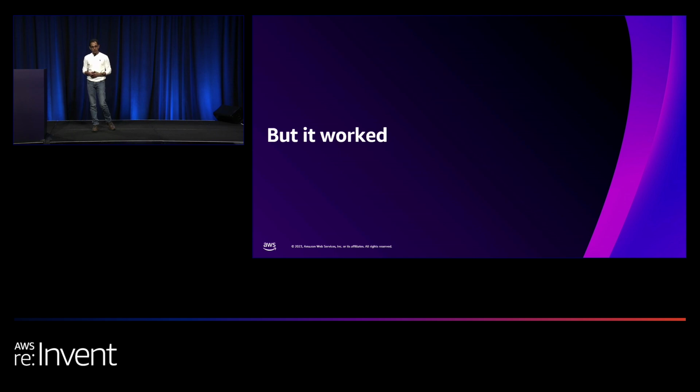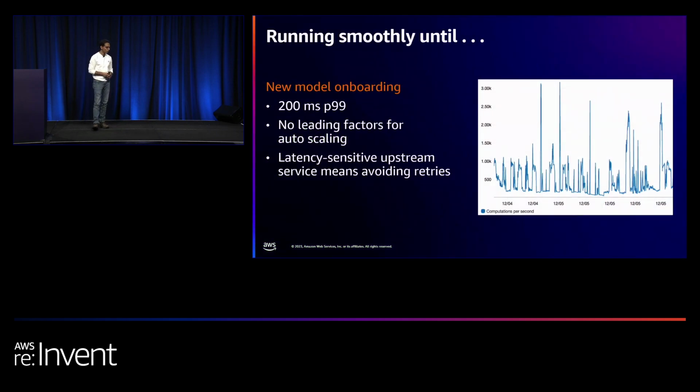And something new came up. There was this new ML model that they had, which would spike instantly from tens of requests per second to more than 3,000 requests per second. So it was really a bursty traffic pattern. And there was no leading indicator that would inform their auto-scaling policies. So it was really difficult to predict when the traffic was going to come.